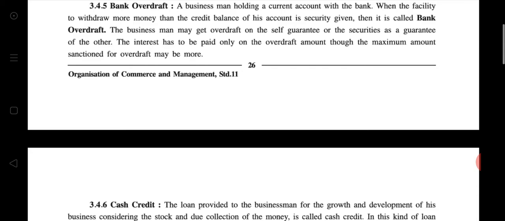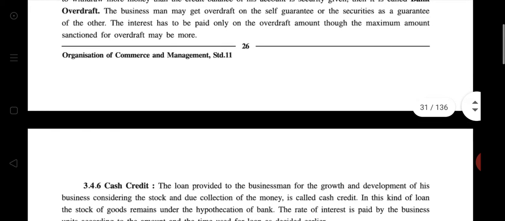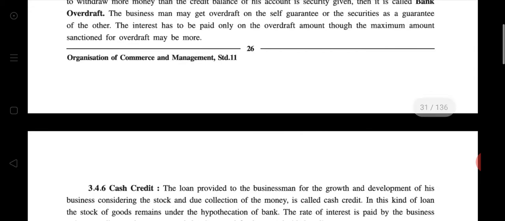Underline the definition. What is bank overdraft? When the facility to withdraw more money than the credit balance of his account is given with security, then it is called bank overdraft. So businessmen may get overdraft on self guarantee or security as a guarantee of the author. The interest has to be paid only on the overdraft amount, though the maximum amount of sanction for the overdraft may be more.